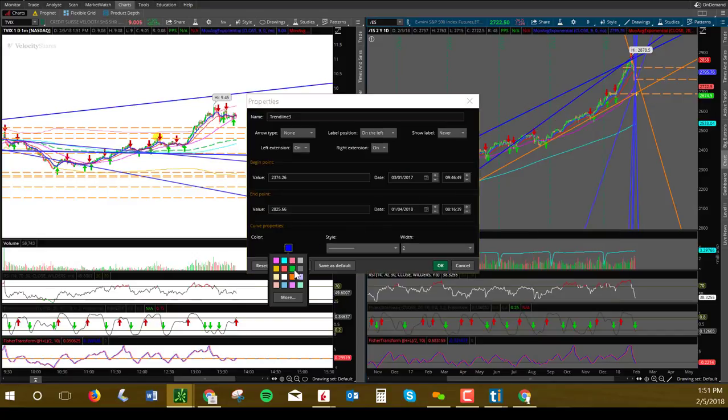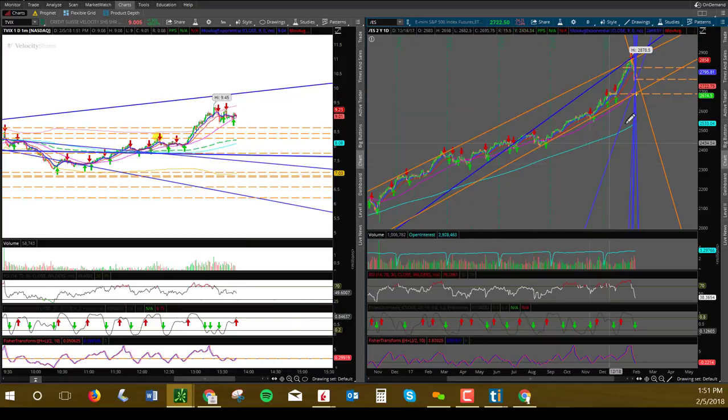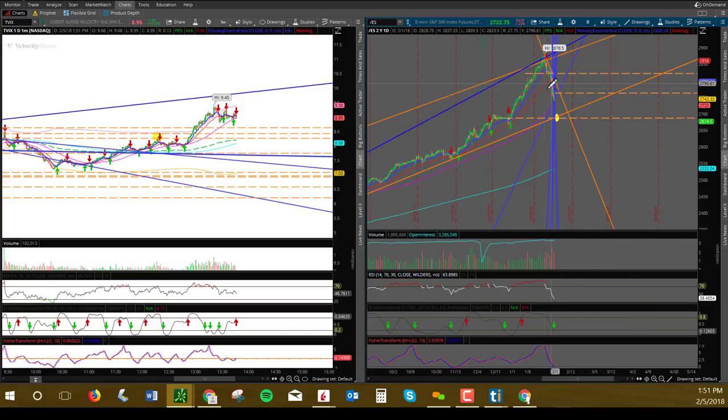Here's the top of the channel here. I'm going to make this orange. Here's the bottom of the channel, this orange line here. And this is where price is at right now. You can see I've got a little yellow bubble highlighted right here. This is the ultimate stop, I would say, for the S&P.